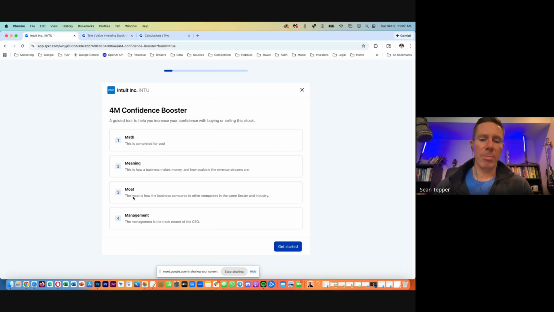So the 4Ms are the math, meaning is how the business makes money. How many revenue streams does the business have? How scalable are those revenue streams? And then you have the moat. That's how business compares to other businesses in the same sector and industry. And then you have the track record of the management. That would be the CEO.